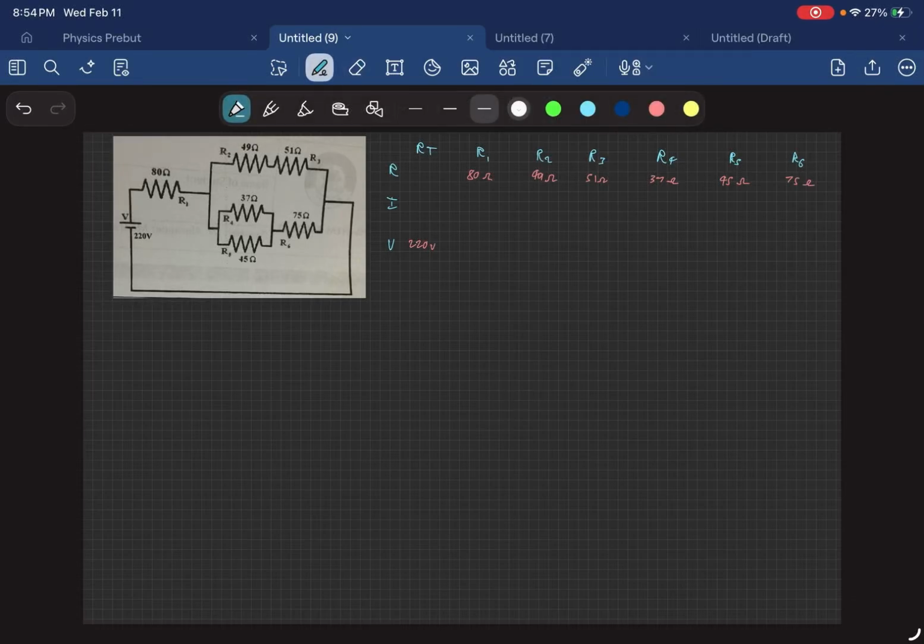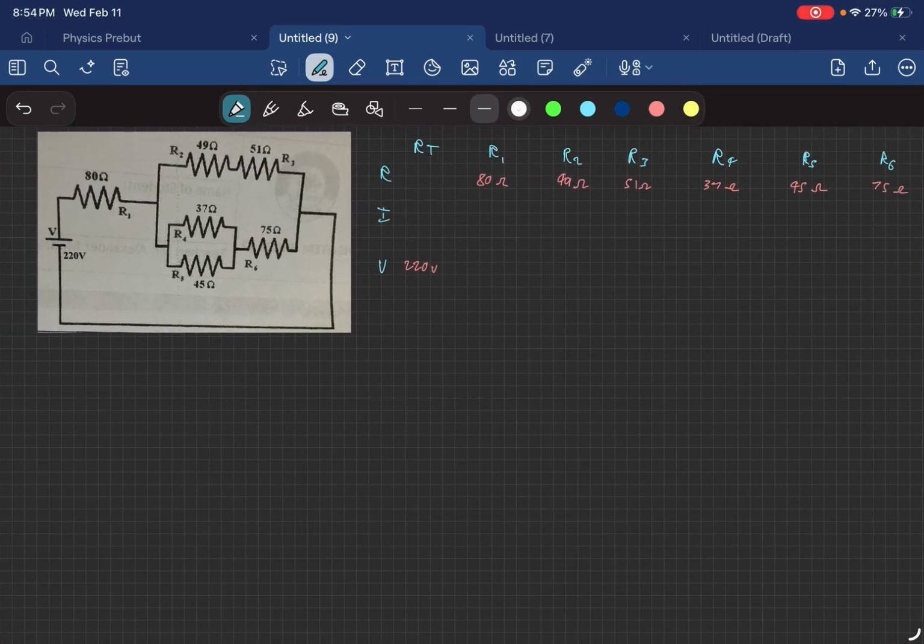Okay, let's solve it. So, we have here this circuit. Let's get our equations. We've got to identify first which resistors are in series, then we work from that. Remember, if it's series, there's a direct connection, which we see in R2 and R3. Pretty simple, right? So R23 is equal to R2 plus R3.